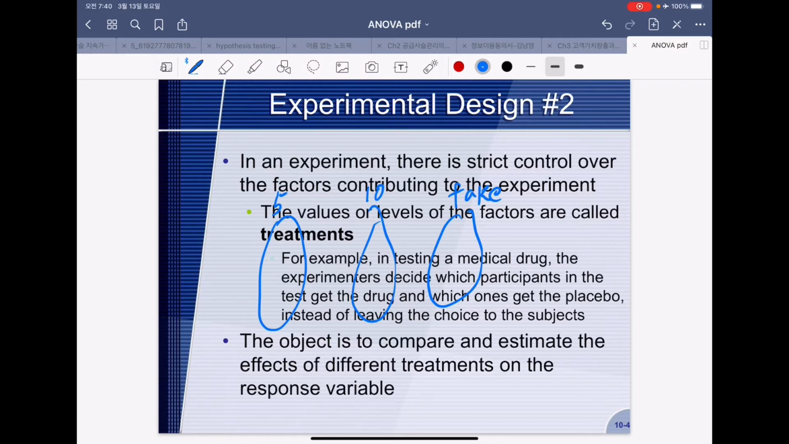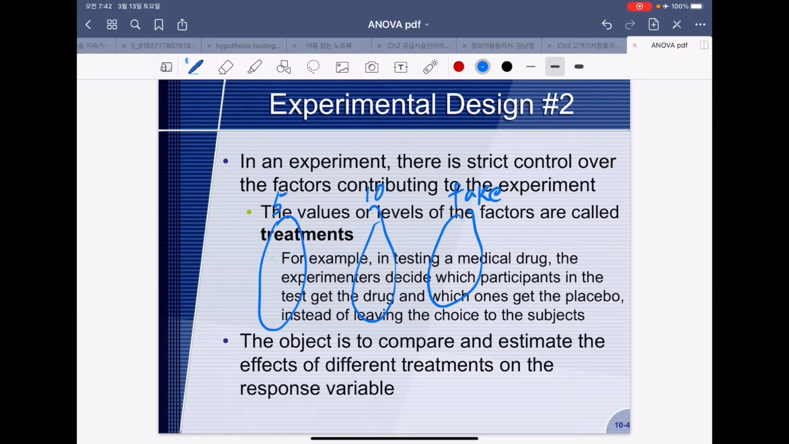And then after that, they gather data from each group in terms of whether they develop the immune system, right? And they want to compare whether there is a difference among these groups in terms of immune system. So in this kind of situation we use ANOVA, when we compare the sample means among these groups.